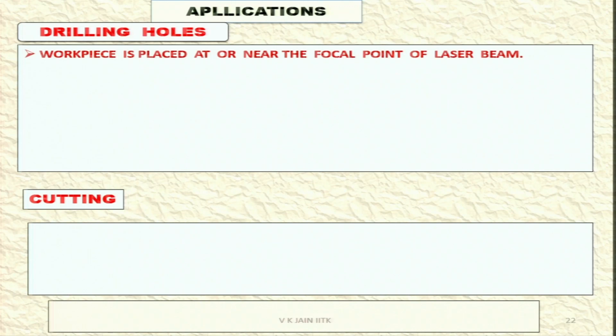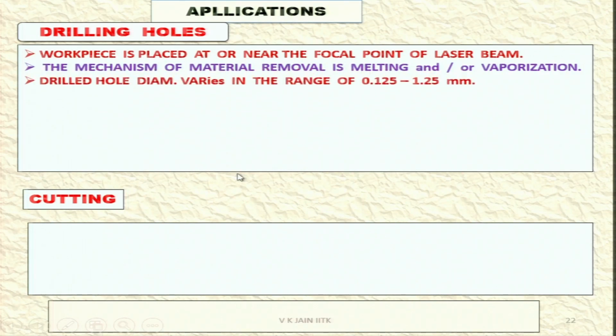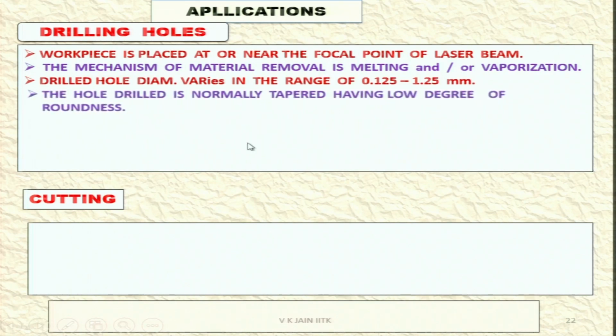In drilling operations, the workpiece is placed at or near the focal point of the laser beam, and the mechanism of material removal is melting and vaporization. We have already seen this. Drilled hole diameter varies in the range of 0.125 to 1.25 millimeter. Please note it, when you are drilling such a big hole like 1.25 millimeter, it becomes difficult to include it in micromachining because it is greater than 1 millimeter.